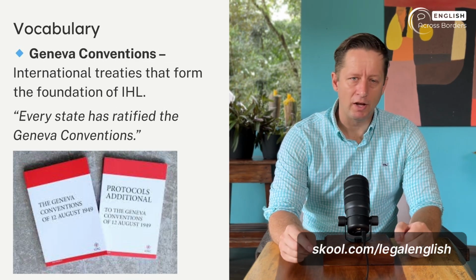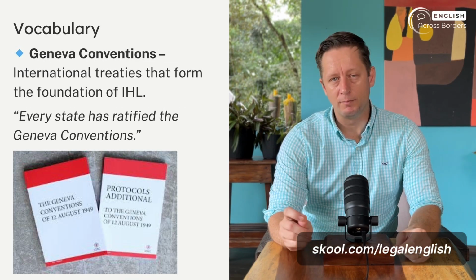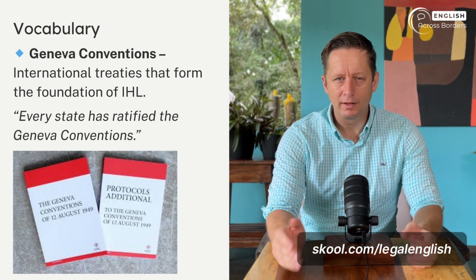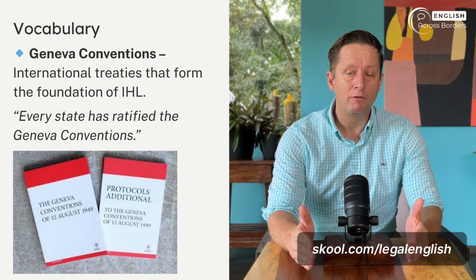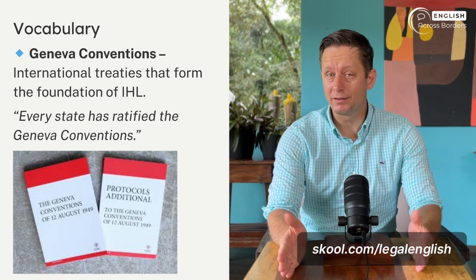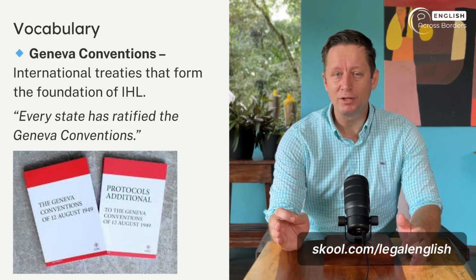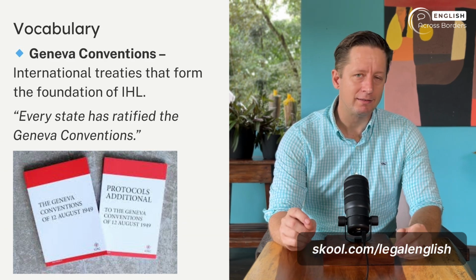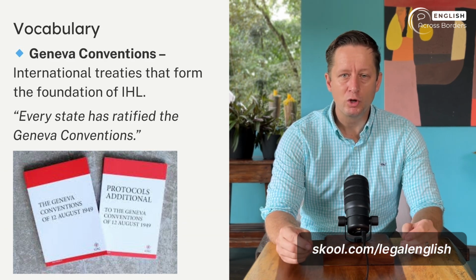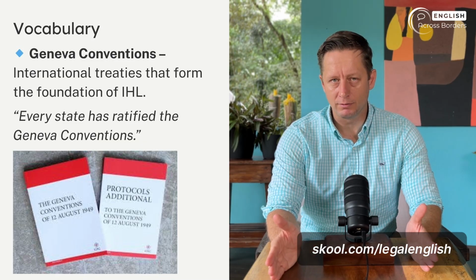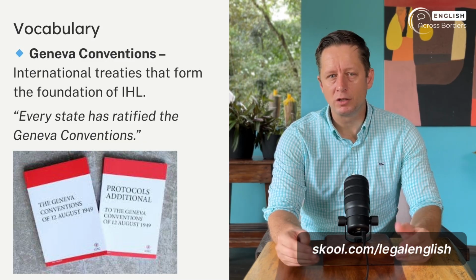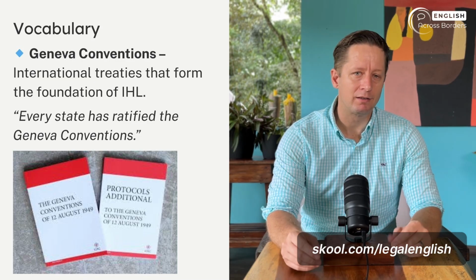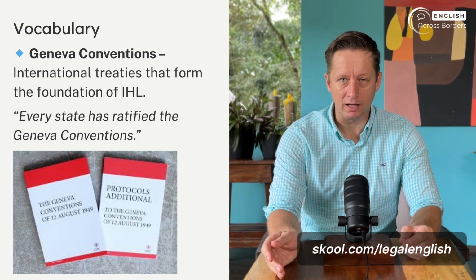The Geneva Conventions are the foundation of modern humanitarian law. They are international treaties that set clear standards for how wars must be fought and how people must be treated during conflicts. Every state in the world has signed and ratified them, which makes them truly universal. The first Geneva Convention was adopted in 1864, mainly to protect wounded soldiers and medical staff.